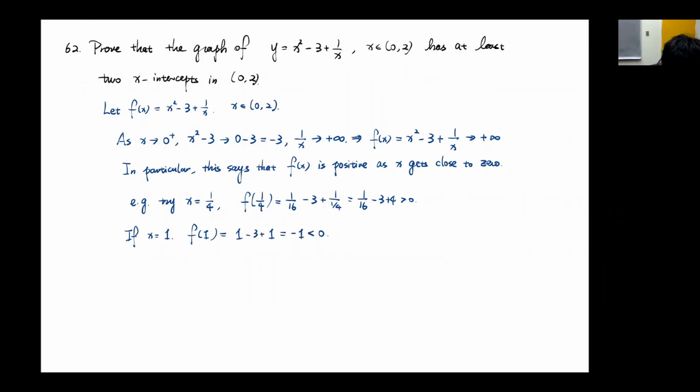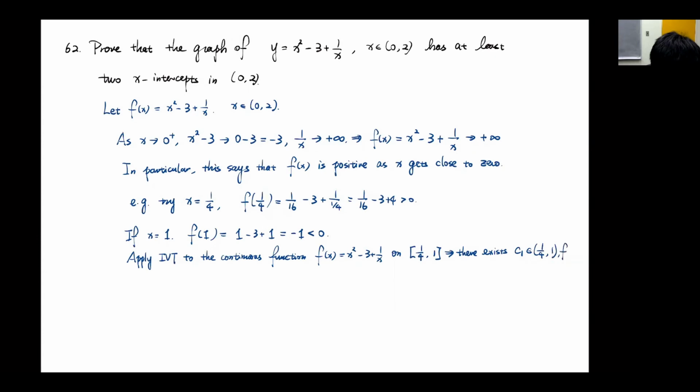Okay, so we could now apply the intermediate value theorem to the continuous function f of x equals x squared minus 3 plus 1 over x on the closed interval 1/4 to 1 to conclude that there exists C1 sitting between 1/4 and 1 such that f of C1 equals 0. All right, so that way we find our first x-intercept.